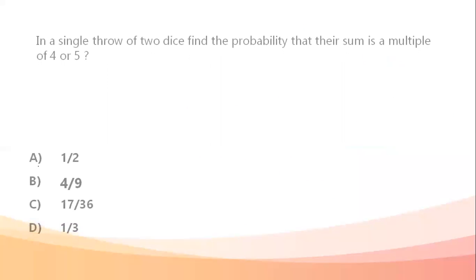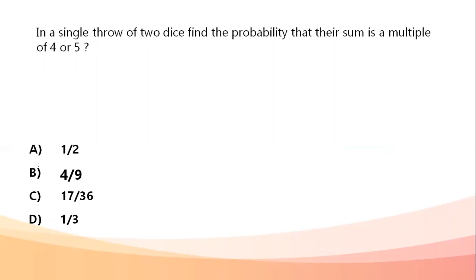Next question. In a single throw of dice, we have two dice that are thrown. Find the probability that the sum is a multiple of 4 or 5. So we have two dice, we are throwing them, and we get some numbers. Whatever numbers are obtained, when we add them, what is the probability that the sum of the numbers on those two dice is a multiple of 4 or 5? This is what the question is asking.